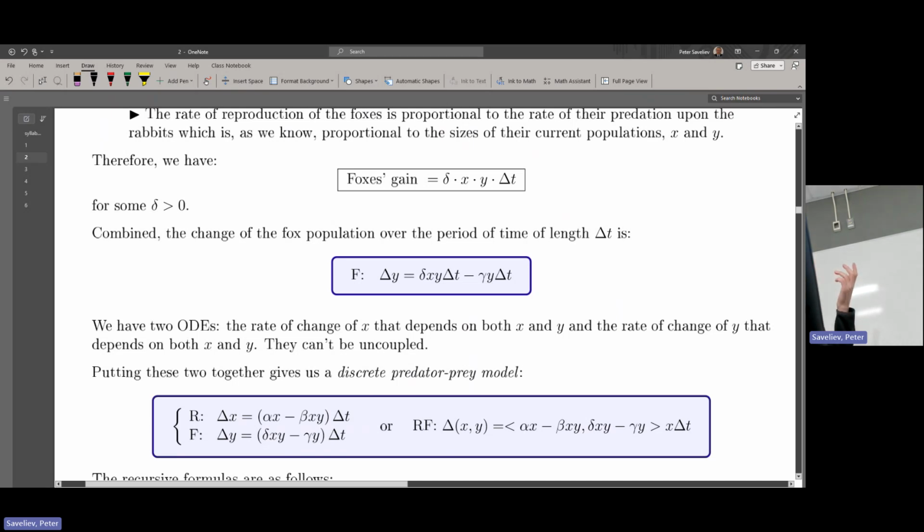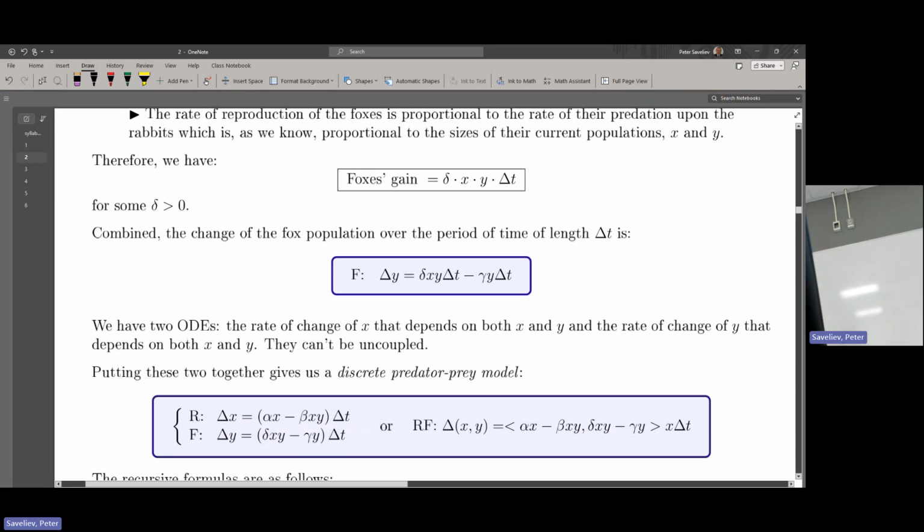Okay, so the discrete model is on the left. I factor delta t out. Everything is proportional to delta t, the time. Very convenient. On the left, I write two different difference equations for x and y separately. On the right, I put them together into one vector form.